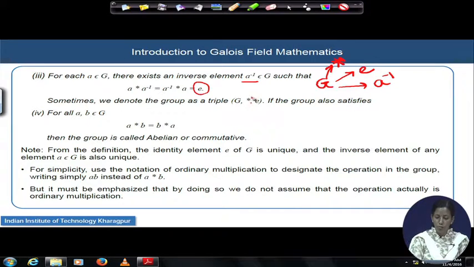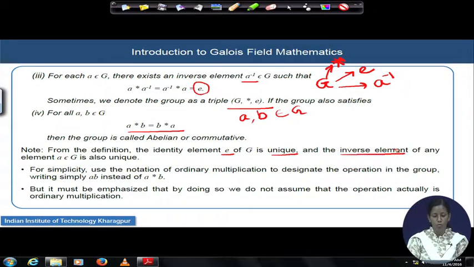So, a group with its binary operator and its identity element, sometimes we prefer to write the three of them jointly to denote a group, and we call it a triple. And if we find that for all the elements, say A comma B which belong to G, A star B is equal to B star A, then we can call that this G is an abelian group or commutative group. And from this definition, the identity element E is definitely a unique element, and the inverse element also is a unique element associated to a specific group.